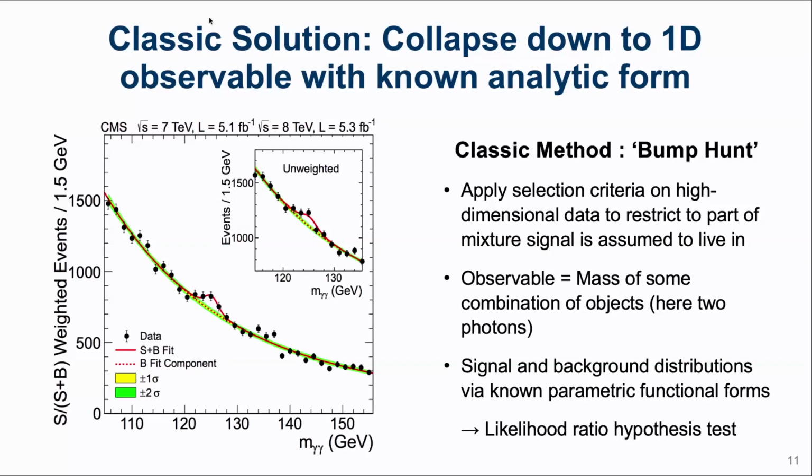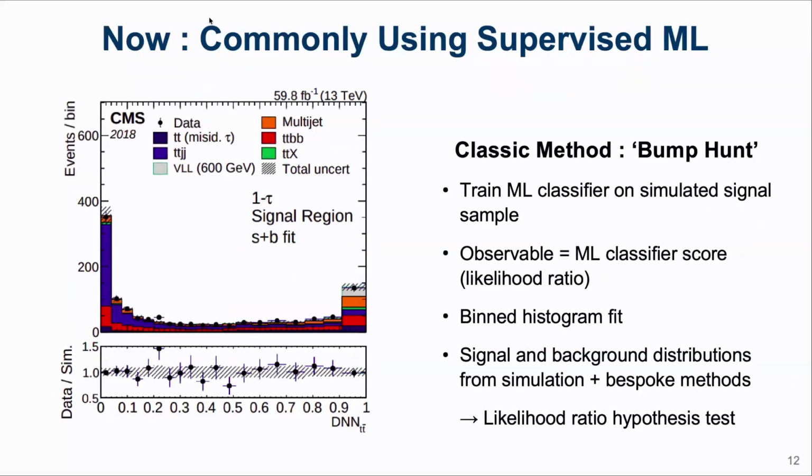And then we use these analytic parametric functional forms to describe the shape of the signal, which is something close to a Gaussian. And then you have the background, which you assume is some smoothly falling distribution that we can parameterize. So this is the classic way to do it.